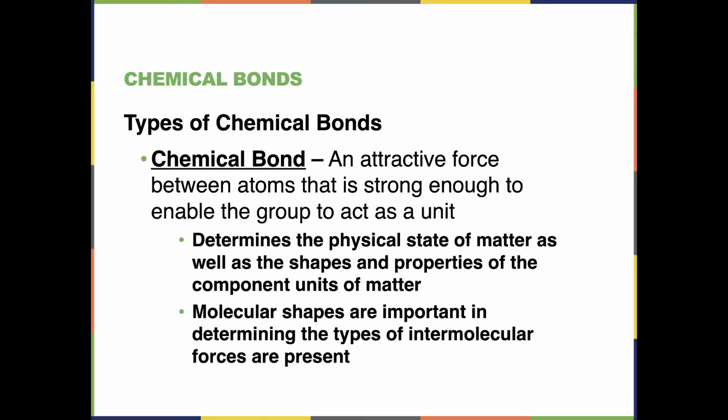The molecular shapes are important in determining the types of intermolecular forces that are present. Notice the term intermolecular. What that means is that if you have a molecule from one compound and a molecule from another compound, or two molecules from the same compound, there are forces that interact in such a way that they are attracted to each other. And these shapes help determine how those molecules interact.